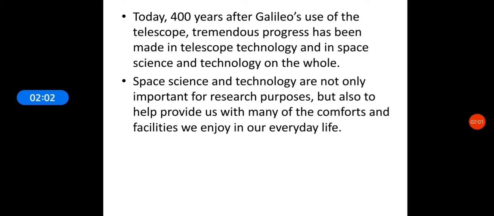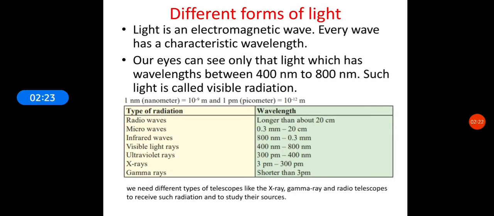Space science and technology are not only important for research purposes but also to help provide us with many of the comforts and facilities we enjoy in our everyday life. A telescope is used to observe the space. Before getting to know about the telescope, let us have a glance at different forms of light.